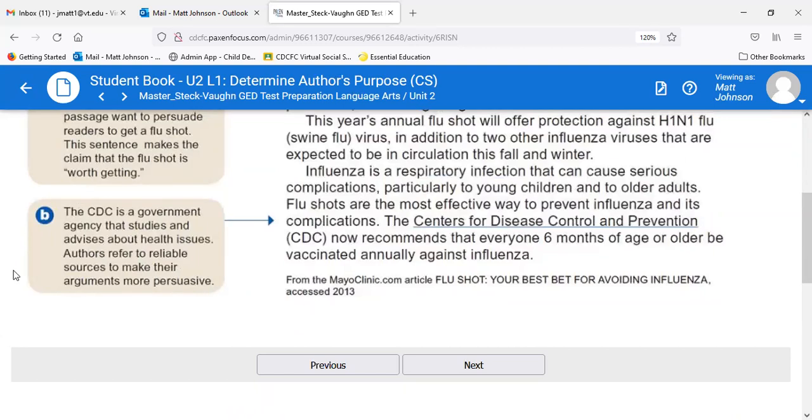And then secondly, the CDC is a government agency that studies and advises about health issues. Authors refer to reliable sources to make their arguments more persuasive. You know, thinking about when we evaluated sources of information, right? If you were to write a paper on influenza, the CDC would be somewhere you would want to go. They are experts on it. Where you get your information from is really important, especially when it comes to science and things like that. Go to where the best information is available. That's going to be someplace like the CDC.